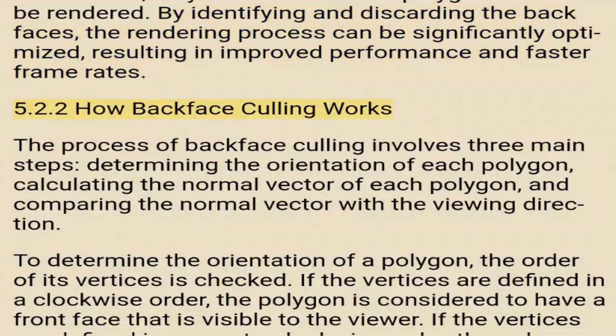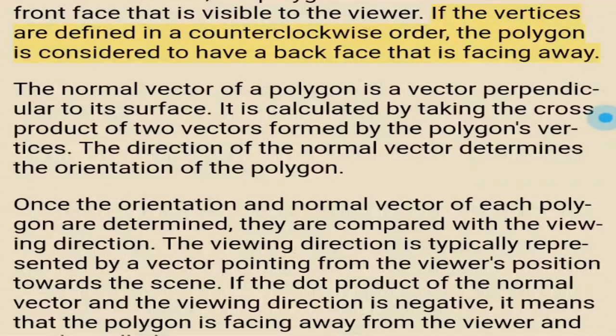5.2.2 How backface culling works. The process of backface culling involves 3 main steps: determining the orientation of each polygon, calculating the normal vector of each polygon, and comparing the normal vector with the viewing direction. To determine the orientation of a polygon, the order of its vertices is checked. If the vertices are defined in a clockwise order, the polygon is considered to have a front face that is visible to the viewer. If the vertices are defined in a counterclockwise order, the polygon is considered to have a back face that is facing away.